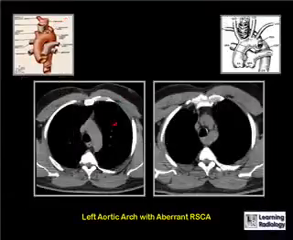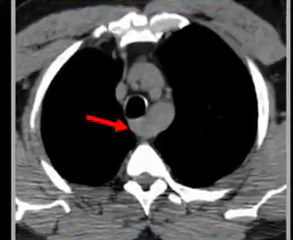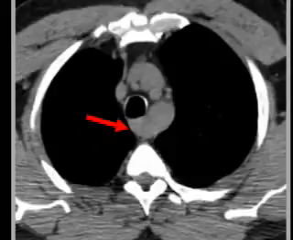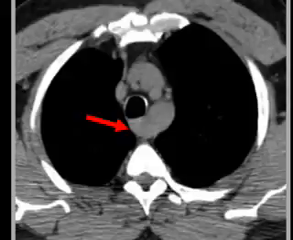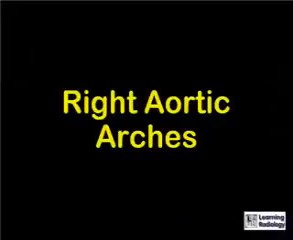This is a CT scan of a left aortic arch with an aberrant right subclavian artery. The red arrow is pointing to the left aortic arch. And in this CT, you can see the aberrant right subclavian artery passing posterior to the air in the trachea and pushing it forward.